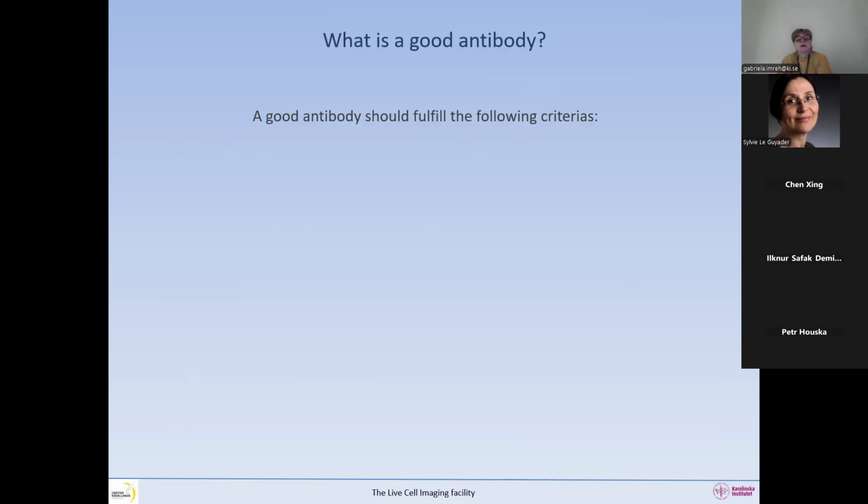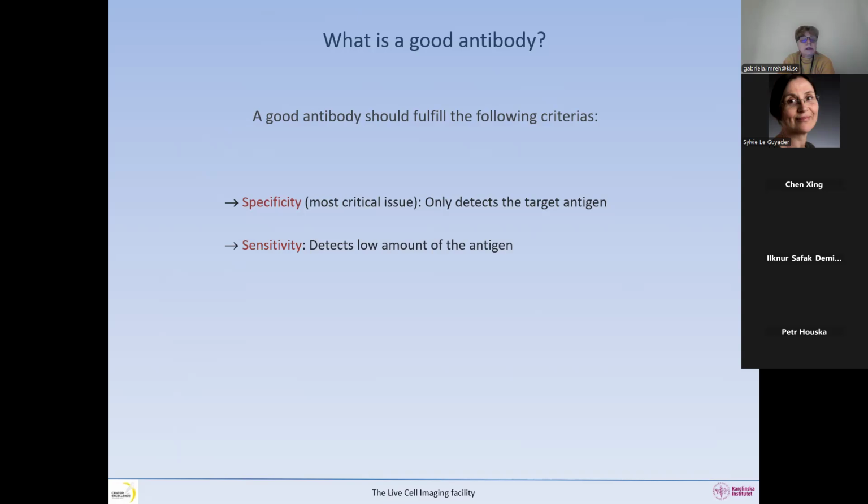So what is a good antibody? A good antibody should fulfill the following criteria. Specificity, which is one of the most crucial issues, and it means that it should only detect the target antigen. Sensitivity, that it will detect low amounts of the antigen, and reproducibility, that the same level of specificity and sensitivity will be performed across batches and throughout your whole experiment.